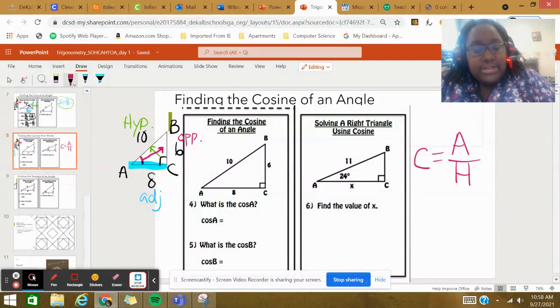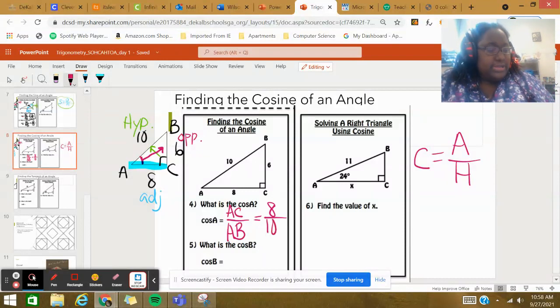We're going to go ahead and label our sides. So adjacent from angle A is going to be AC, and my hypotenuse is AB. So AC over AB. And again, from here, I'm just using the numbers. So left side segment AC will be the number 8, and the hypotenuse is 10.